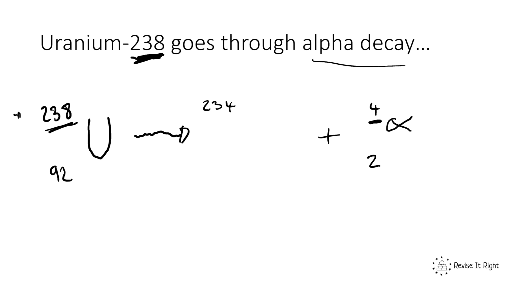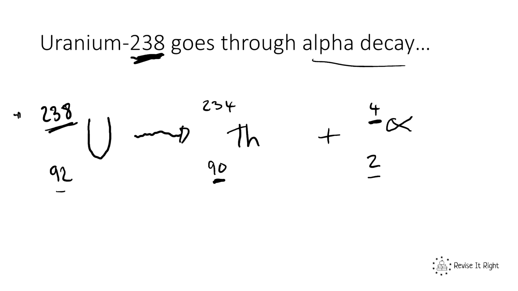We apply that same logic to our atomic number. It's 92 on this side, and we've already got 2 on this side. So to find out the new atomic number, we do 92 take away 2, which equals 90. Now to find what new element that forms, we have to go to our periodic table, look for the element with the atomic number of 90 and write it in. And that is thorium. And we write it in there.